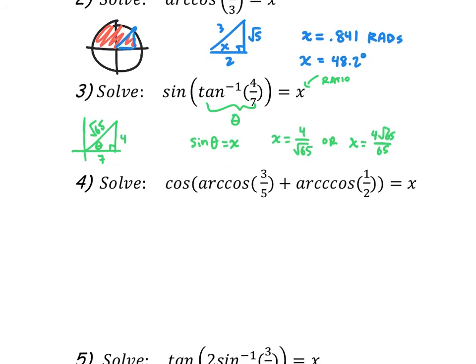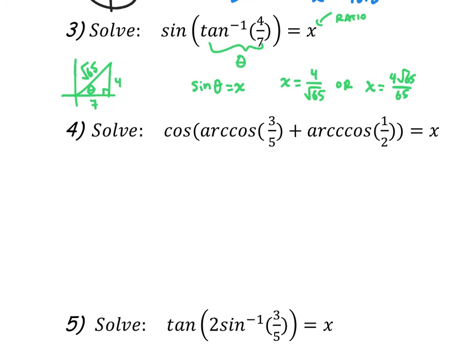Outstanding. Let's look at number 4. Okay, here we go. We're starting to get into the meat and potatoes here. Arc cosine, that's an angle. I'm going to call it theta. And arc cosine 1/2 is a different angle. I'm going to call that phi, and not pho or phone. Notice cosine positive, quadrant 1. So here is theta. Cosine is 3/5. That's a Pythagorean triple. I like that.